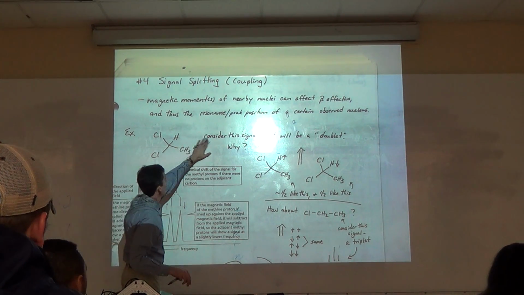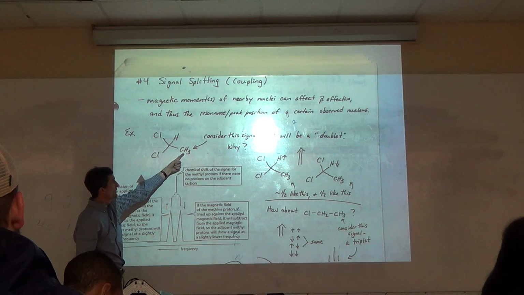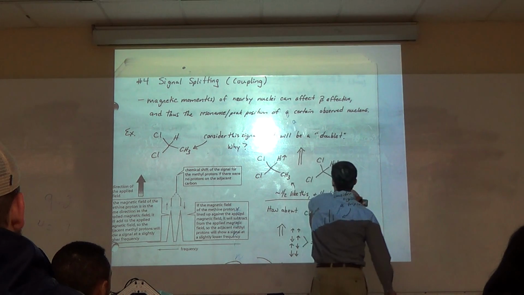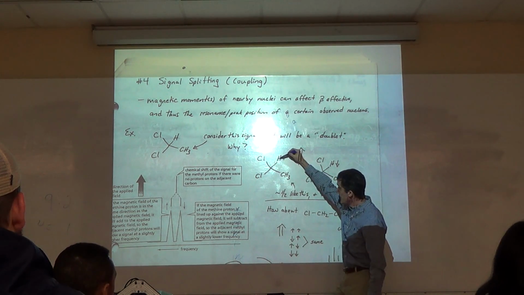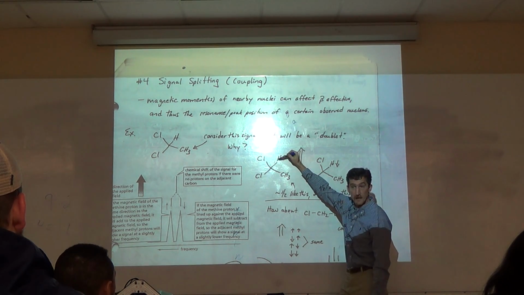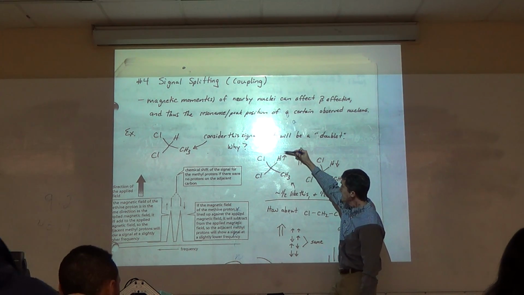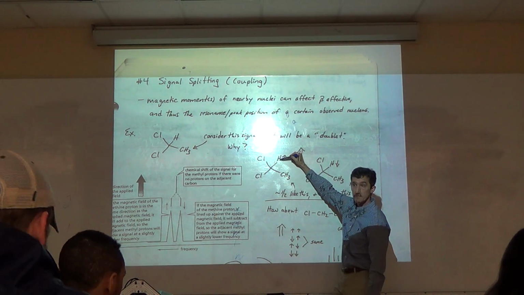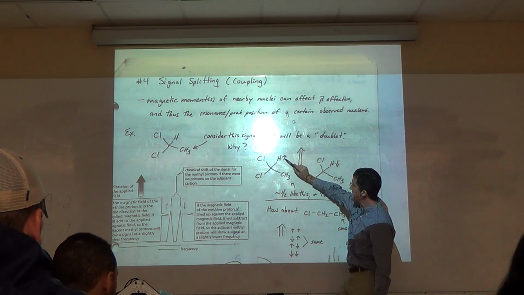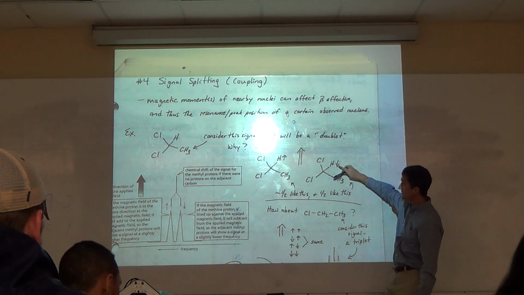Look at this compound. This signal here will be a doublet. This methyl will give you a doublet. Why? It turns out that the neighbor is a nucleus, a hydrogen nucleus. And the neighboring hydrogen nucleus has a magnetic moment with direction, and that moment can be in line with the external field, or it can oppose it.